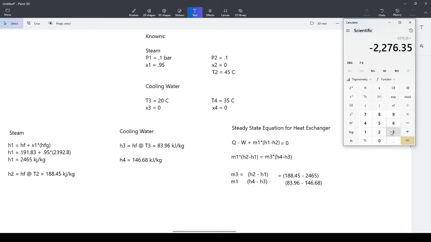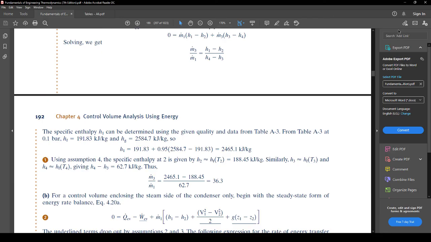Divided by parentheses 83.96 minus 146.68. And you get 36.3, which I think is exactly what they got. Yeah, they got 36.3, which is right here.